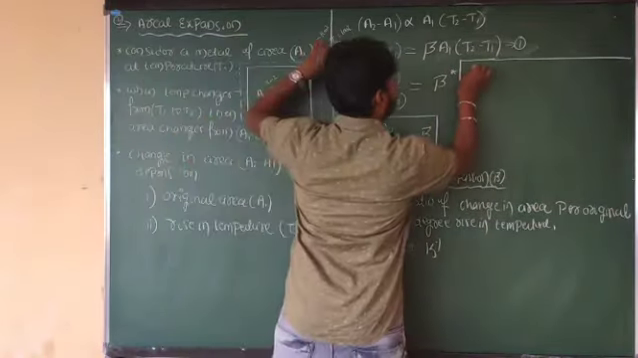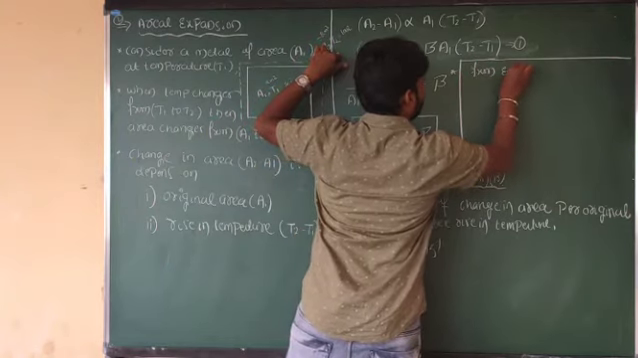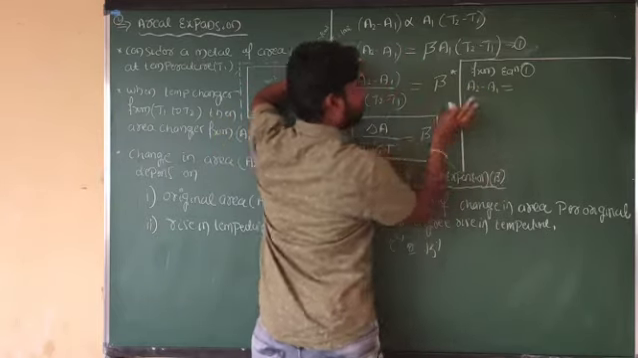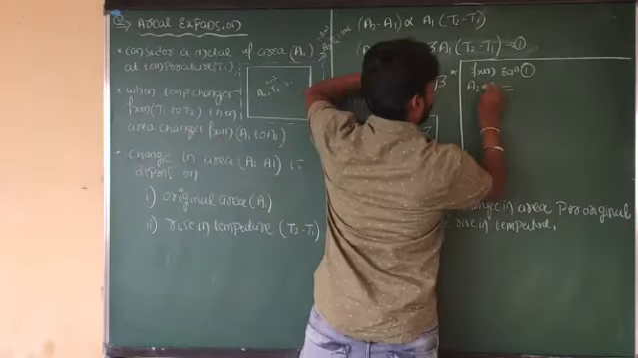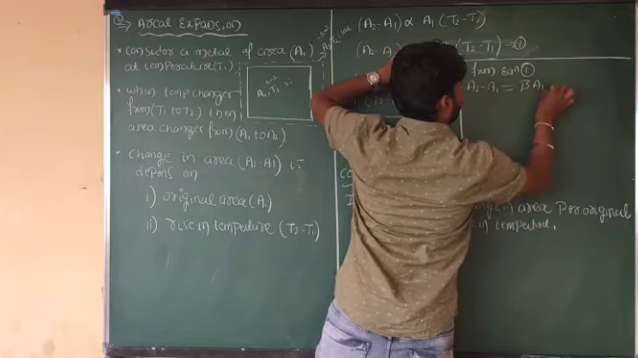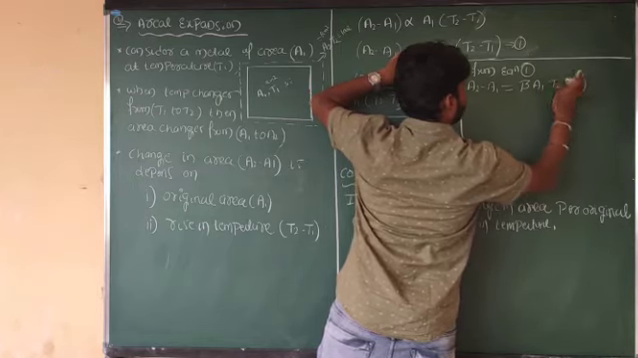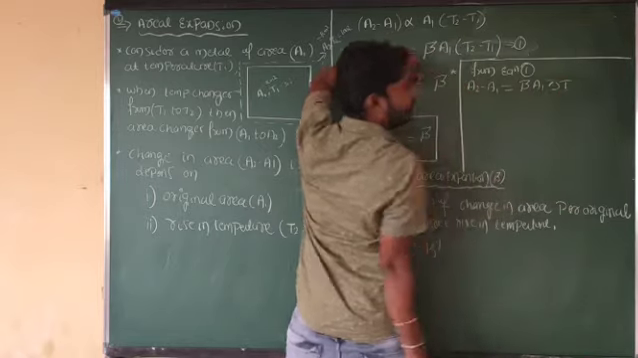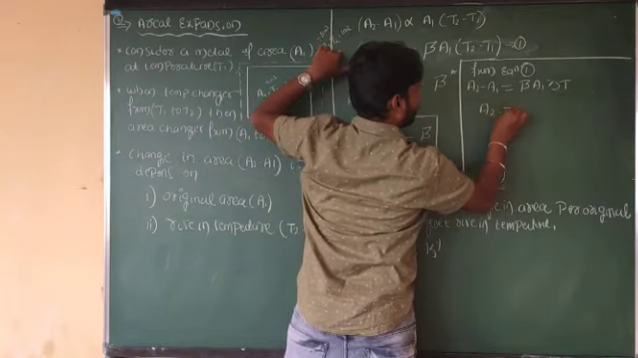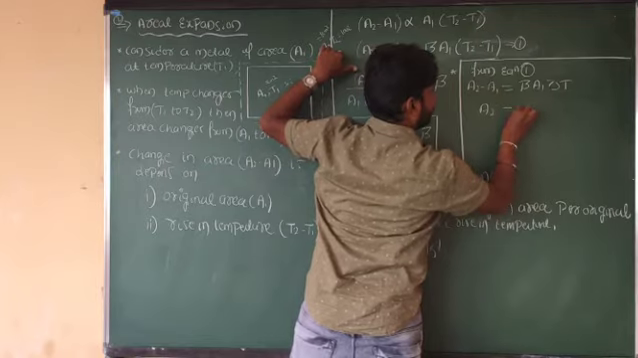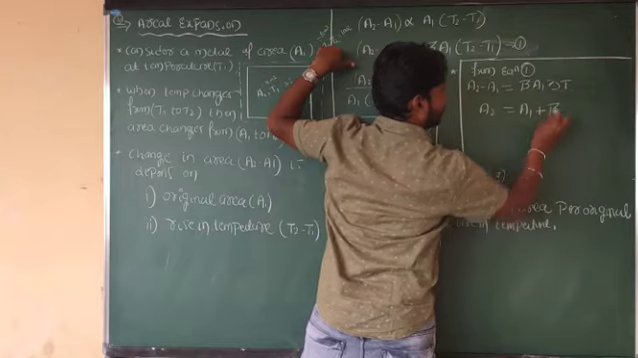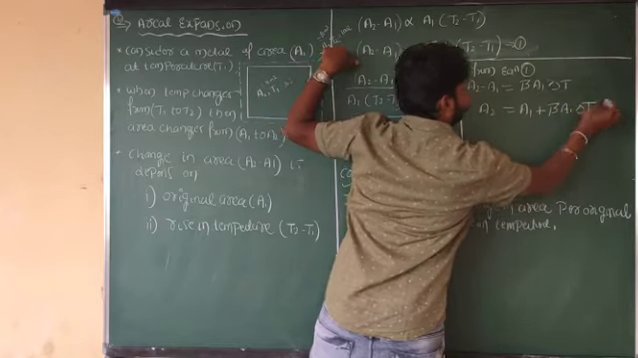So from equation 1, I will rewrite it: A2 minus A1 is equal to beta into A1 into T2 minus T1, or I can write T2 minus T1 as delta T. Shifting the minus A1 to the right side, it becomes plus A1, plus the remaining term as it is, beta into A1 into delta T.